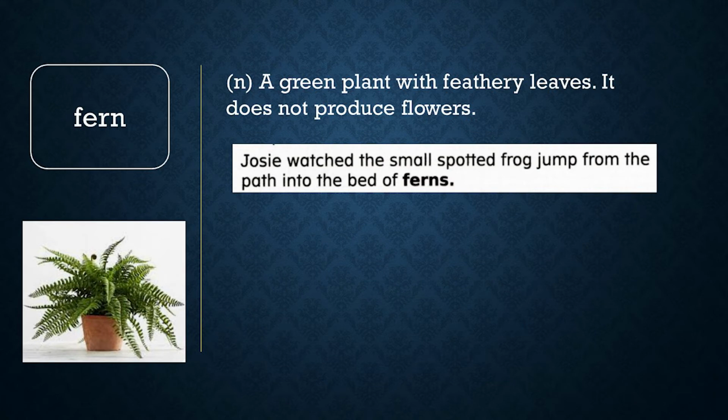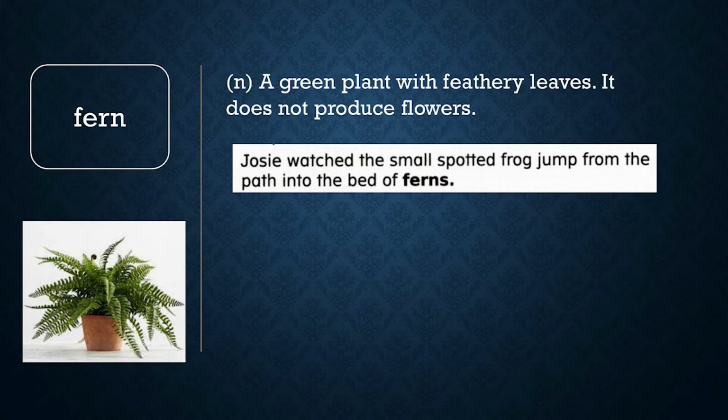Fern. Say fern. A fern is a green plant with feathery leaves. It does not produce flowers. Josie watched the small spotted frog jump from the path into the bed of ferns.